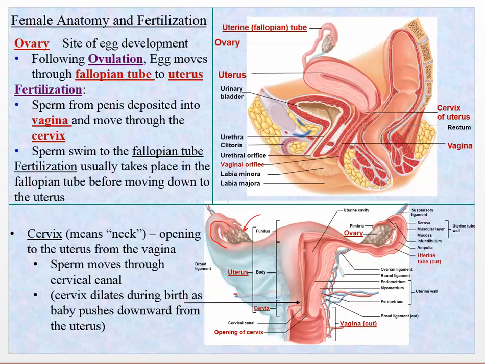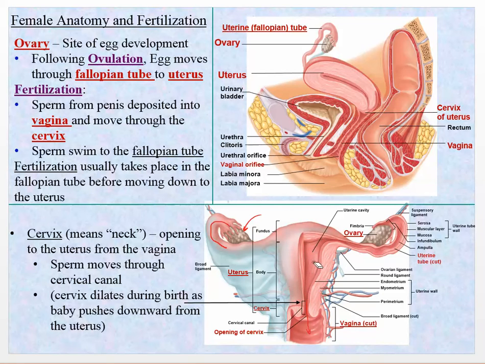Now, it can only grow and develop there if an endometrial lining that we'll talk about is there, and that's the blood and tissue that will support it. And so if there is no fertilization, then that is excreted as menses or your period. And if the egg is fertilized, then it will go on to nourish that egg and it will grow. Okay, so the ovary is the site of egg development. Fertilization: sperm from the penis is deposited into the vagina.